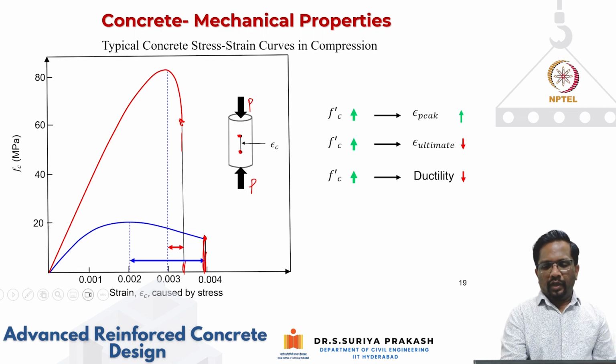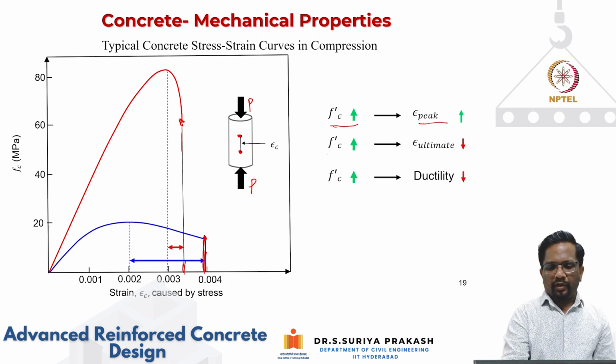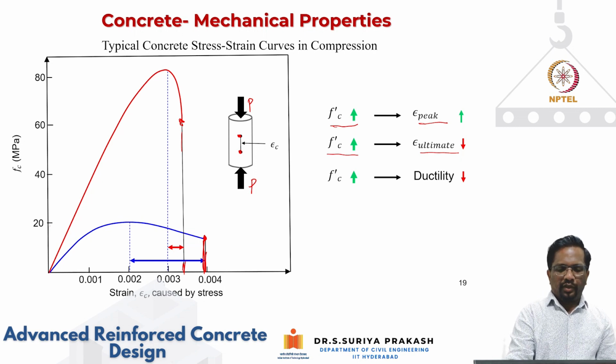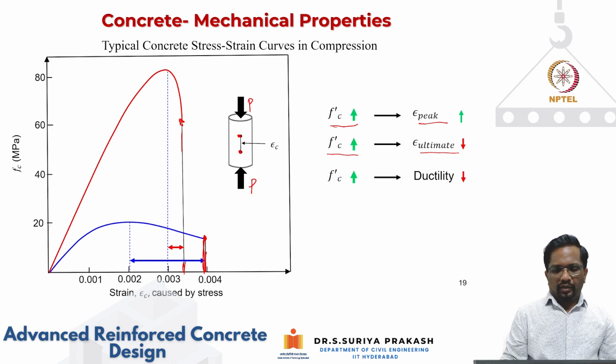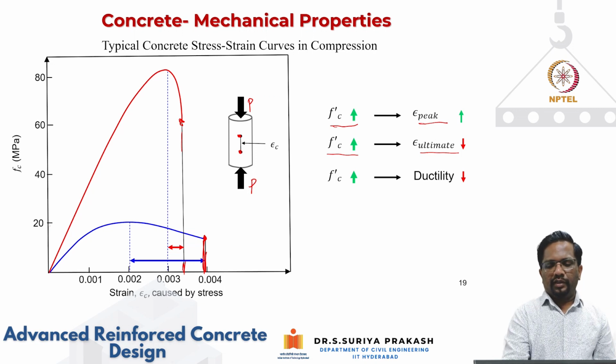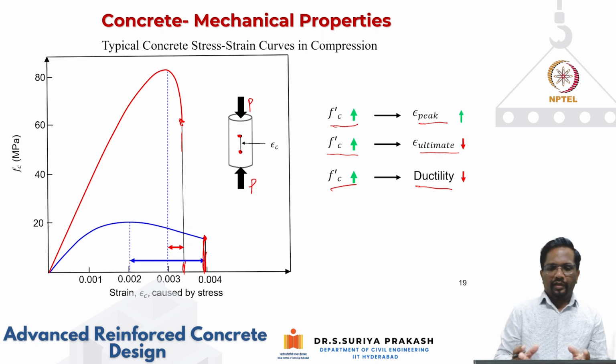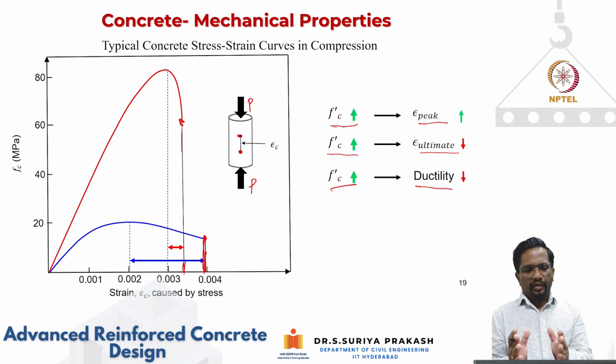As we have seen, when the concrete strength is increasing, the peak strain is increasing. When the concrete strength is increasing, epsilon ultimate is decreasing. For example, for 20 megapascal it's 0.004, and for 80 megapascal it is 0.0035, right? So as the strength of the concrete is increasing, the ductility is reducing. Again, ductility is measured as the difference between epsilon ultimate minus epsilon peak. Ductility is usually associated with yielding of steel, but here we are talking in terms of post peak ductility from the concrete point of view. There is no yielding.